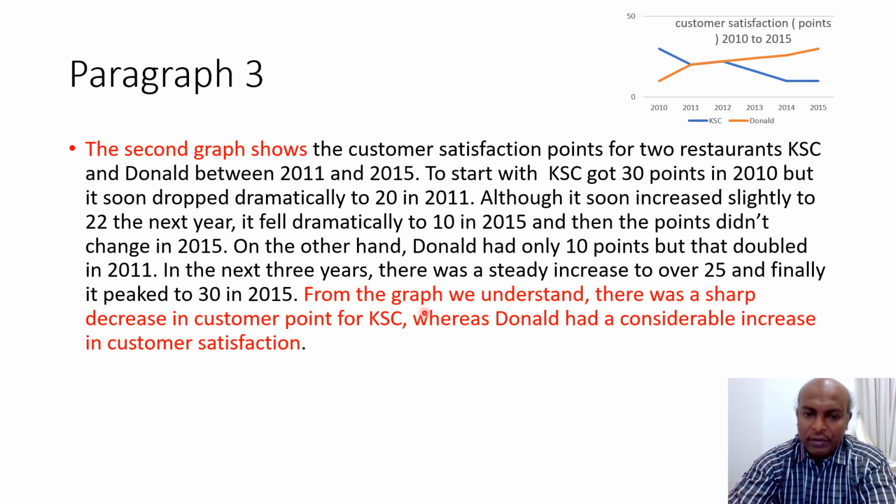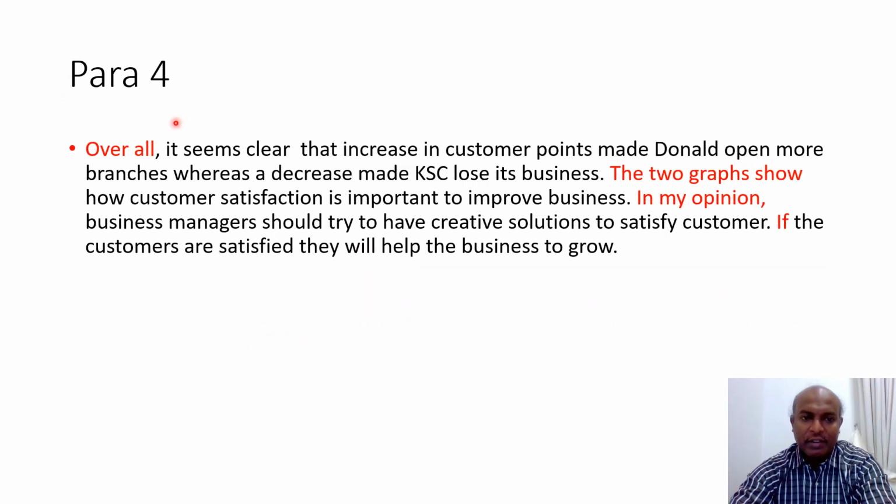The important thing from the graph, what do we understand? A sharp decrease in customer points for KFC. For McDonald's, a considerable increase. Mention what you understand. Now, let's move on to paragraph 4, the last one. The last paragraph starts with overall, or to conclude, or in conclusion.